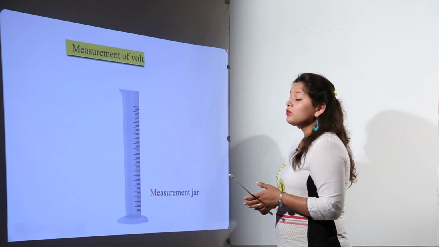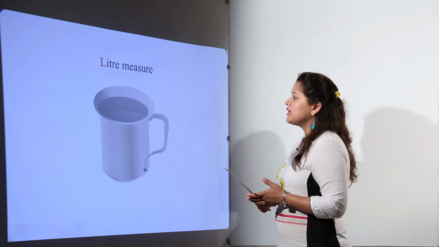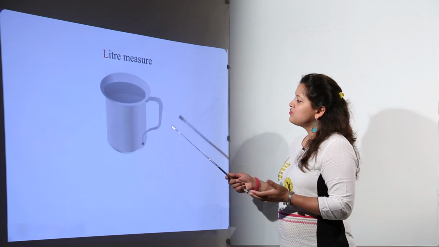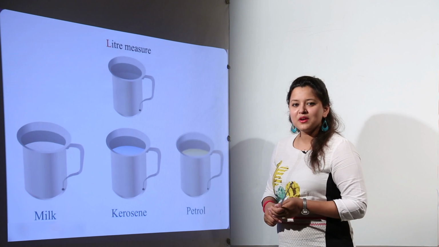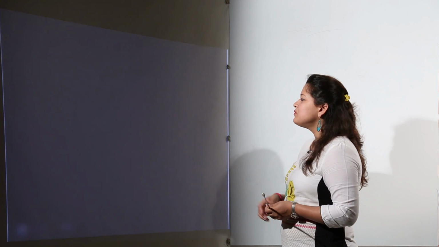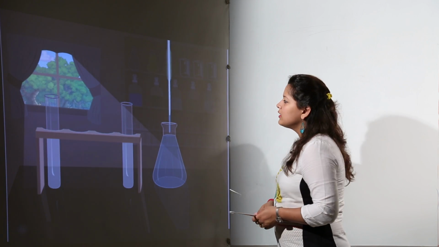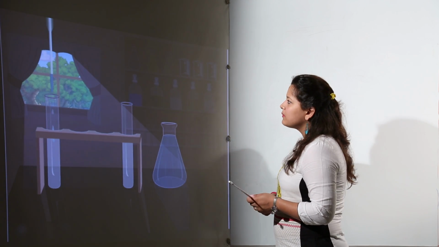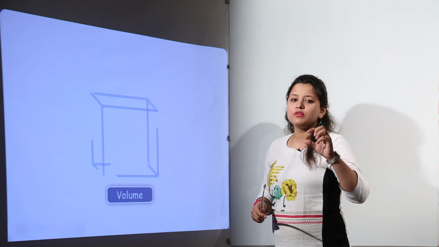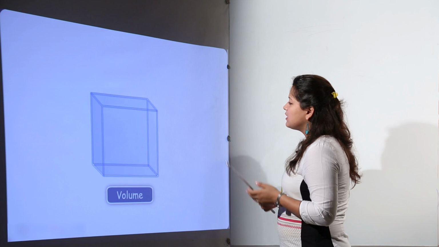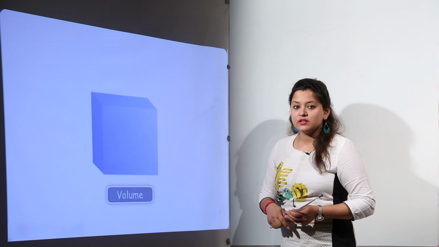Now how to measure the volume of liquids? That is very simply done with the help of a measuring jar. Generally we observe a liter measure being used by the milkman that comes to our homes. Yes, this can be used to measure kerosene, petrol, milk, even water at times. Now you can see a burette being used, specifically to take some amount of liquid during experiments. Volume of any object is the space occupied by that object.